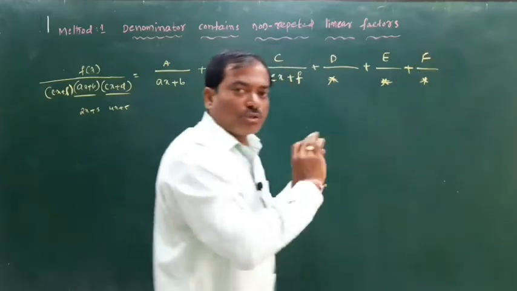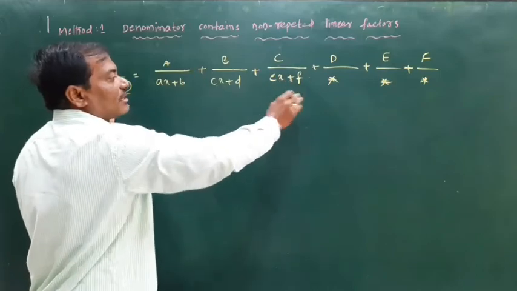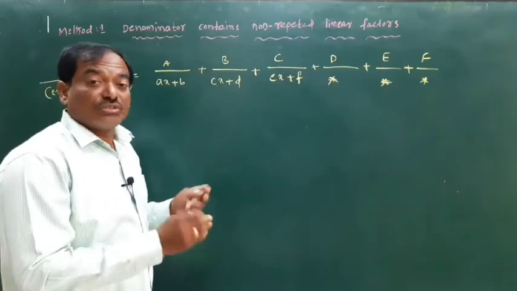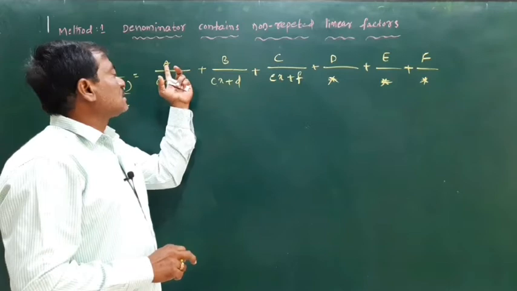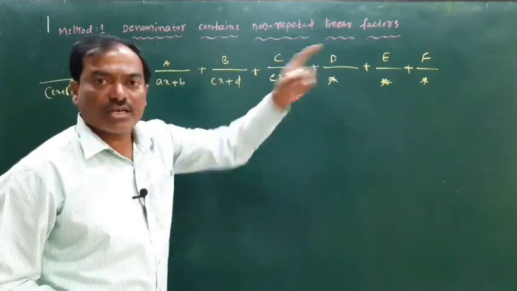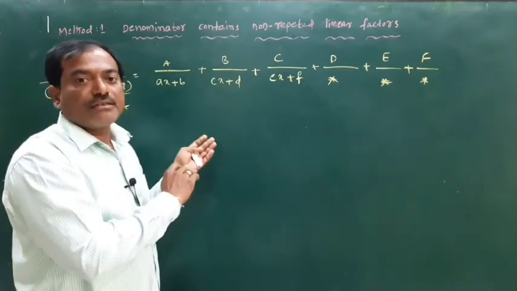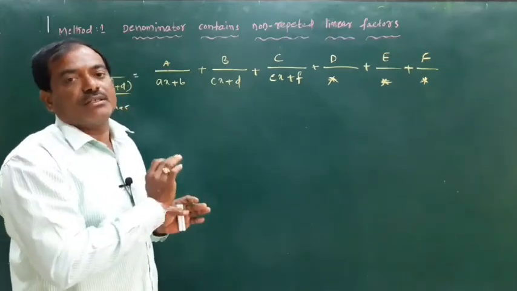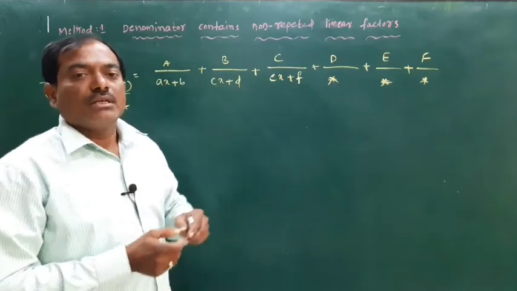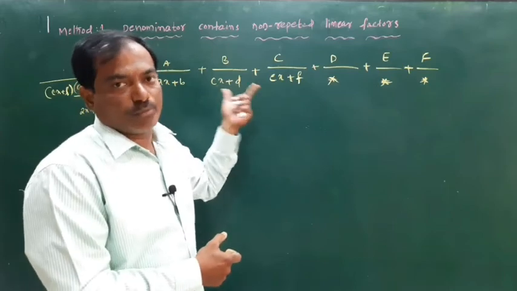Now this is the process of rewriting the given rational fraction into this kind of expression. Then we have to find these constant values: A value, B value, C value, D value, E value, F value, by using either the comparison method or the substitution method. We will see one example. Now we are getting some idea of this kind of problem.